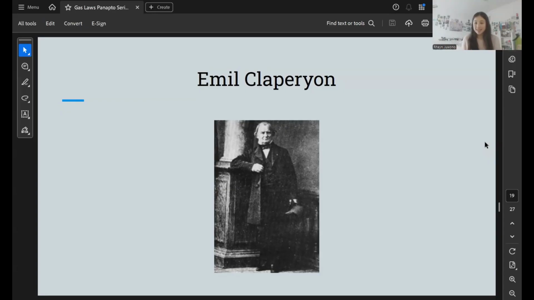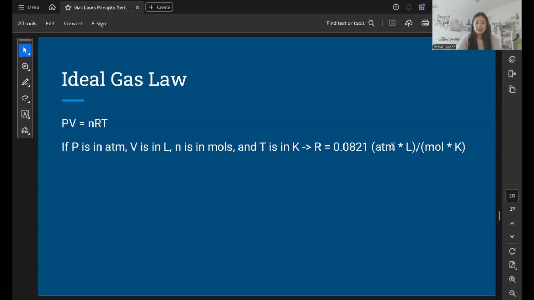And this won't be the last time you see his name in AP Chem, but he was born in 1799, and through some complicated mathematical derivations, he got the ideal gas law. So the ideal gas law says that PV equals nRT, or pressure times volume equals amount times a constant times temperature. And this constant can change depending on what units you use.